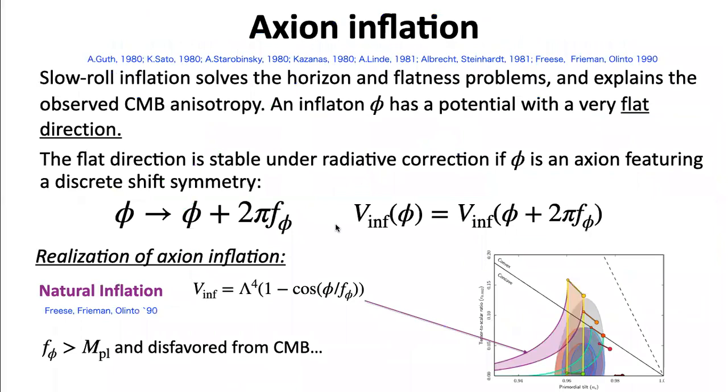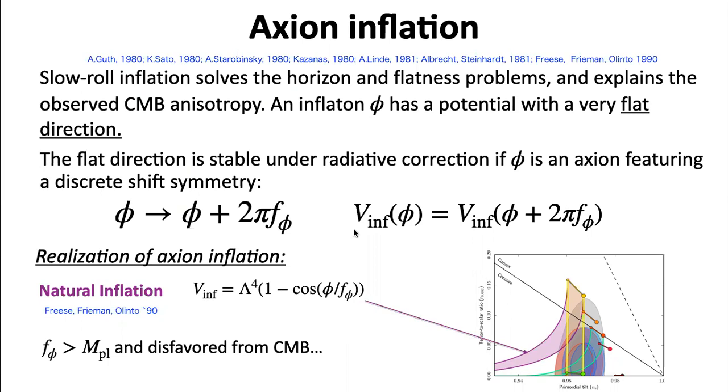Now let me talk about axion inflation. You know, inflation is important, so to drive inflation, we need an inflaton. This inflaton should have a potential with a very flat direction. This flat direction should be stable under the radiative corrections. To suppress the dangerous radiative corrections, I would like to consider that the inflaton is an axion which enjoys a discrete shift symmetry defined like this.